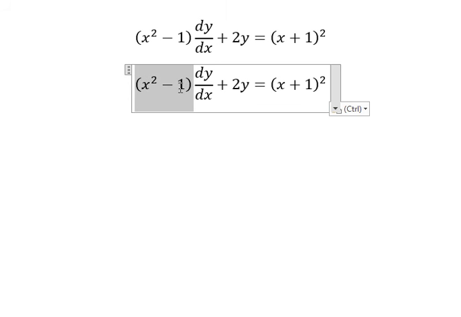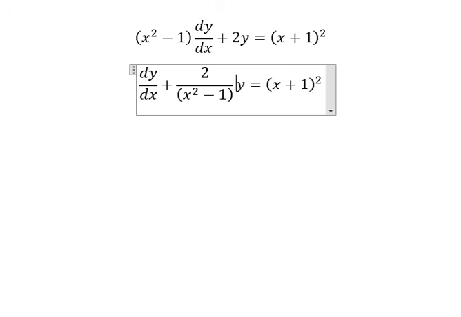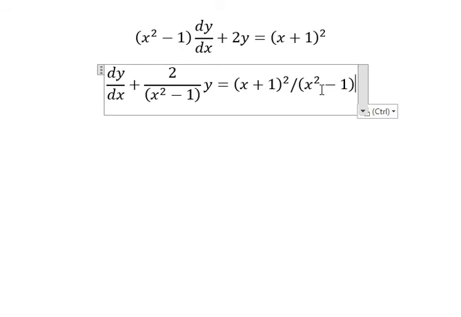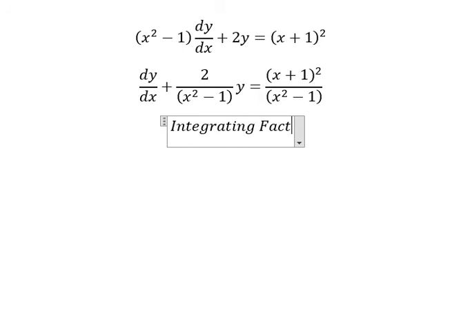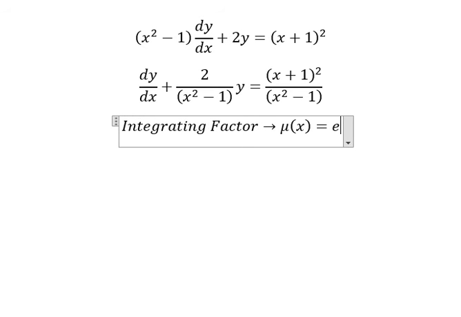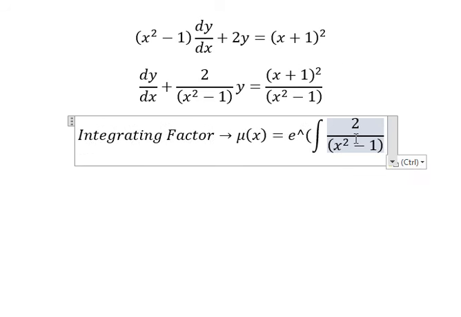We need to divide both sides by s squared minus 1. Next, we have y and the first derivative of y, so we can use an integrating factor. I will put mu s equals e to the power of the integration of this one, dx.